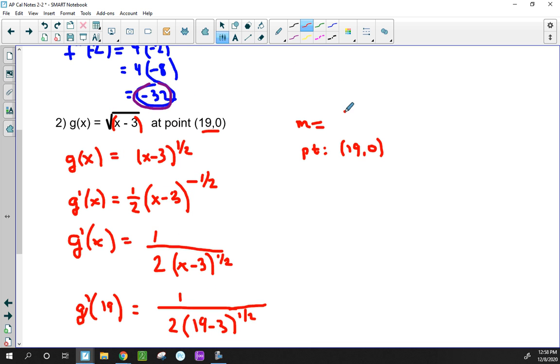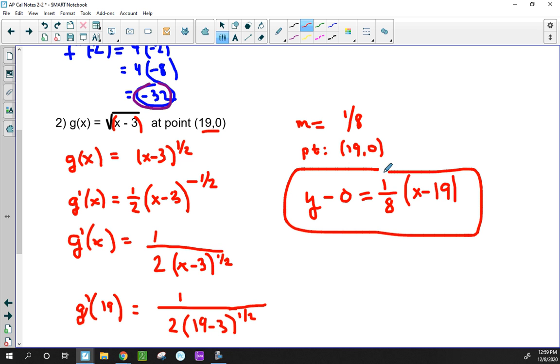So I'll come back up here and fill it in. Once I know my slope and the point, then I fill it into my point slope formula. y minus 0 is equal to 1/8 times the quantity x minus 19. And there it is.